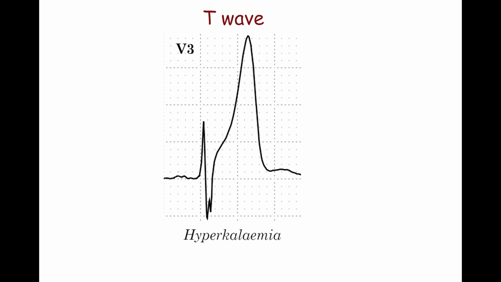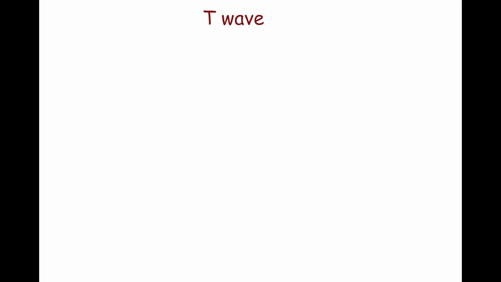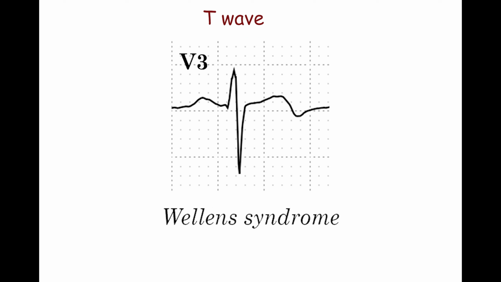Peak T waves are seen in hyperkalemia. Similar T waves, called hyperacute T waves, may be seen in the early stages of myocardial infarction. They may precede the development of ST segment elevation and pathologic Q waves. Biphasic T waves may be seen in myocardial ischemia or hypokalemia. Biphasic T waves in leads V2, V3 are seen in Wellens syndrome resulting from left anterior descending artery lesion.